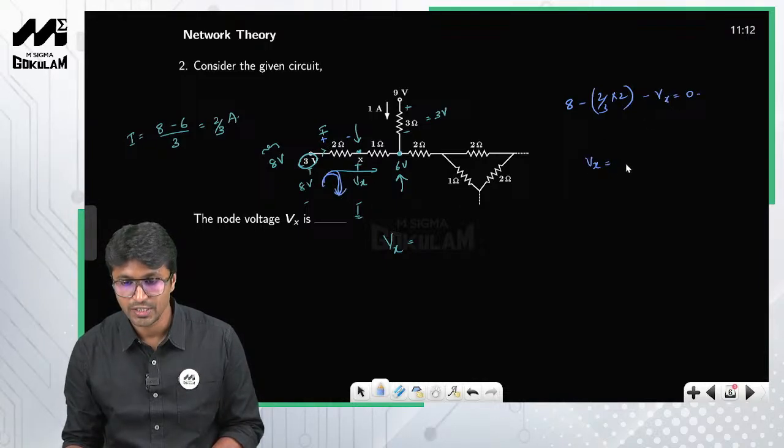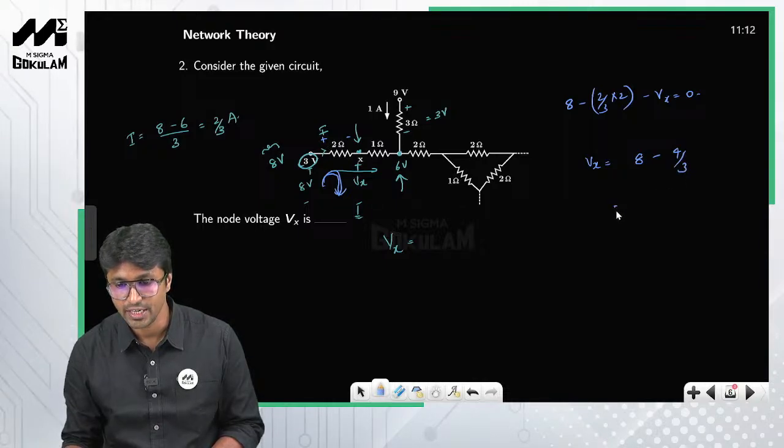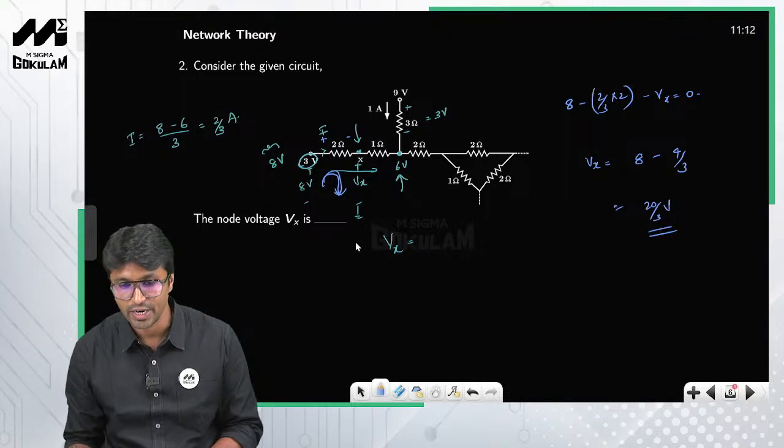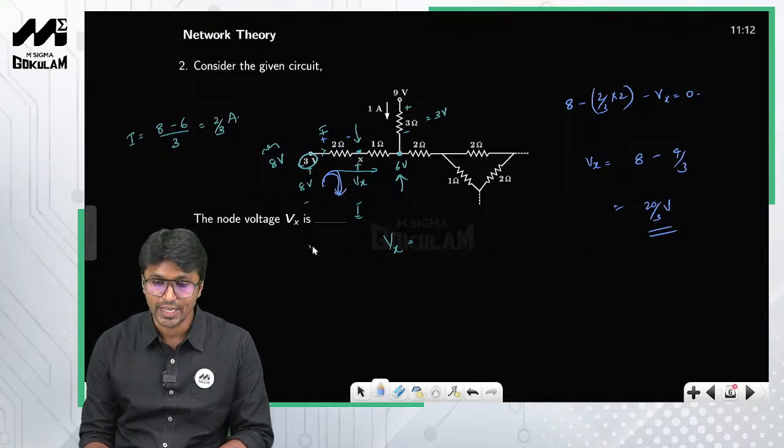So Vx is equal to 8 minus, this is nothing but 4 by 3, right? So therefore 24 minus 4 by 3, 20 by 3 volt, right? So therefore the voltage at node X is nothing but 20 by 3 volts, right?